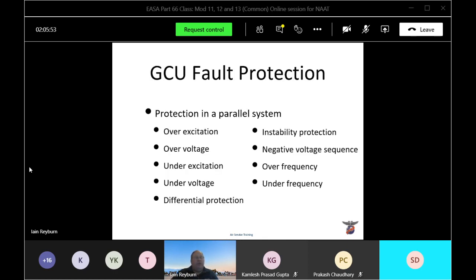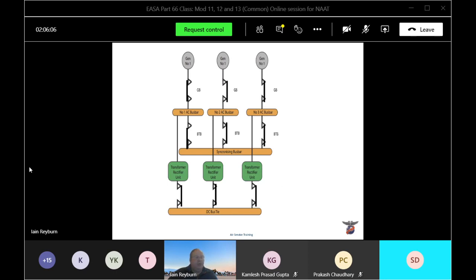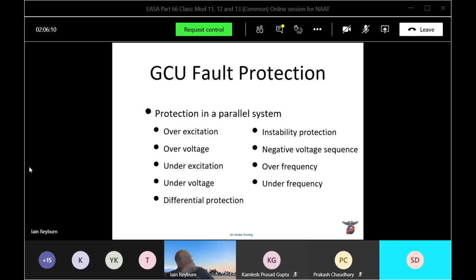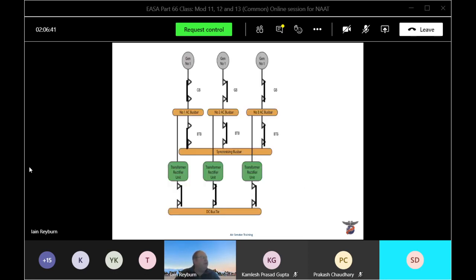We're now going to look at some faults in these systems, okay? Let's have a quick look. Oh, wrong slide. Right, we're now going to look at some of these extra AC specific faults: over excitation, over voltage, under excitation, under voltage, differential protection, instability protection, negative voltage sequence, over frequency, and under frequency. We will be looking at all these different systems.